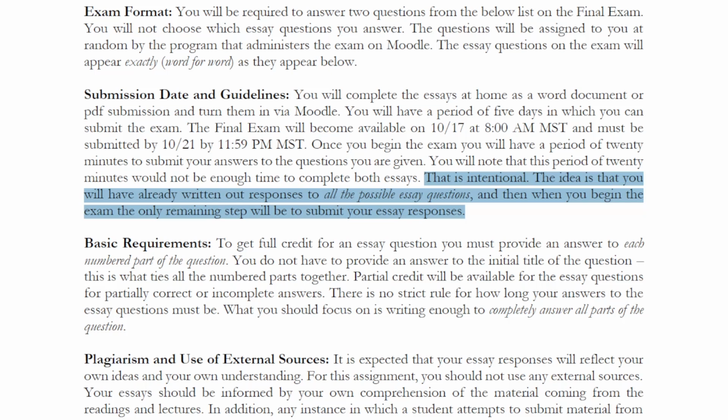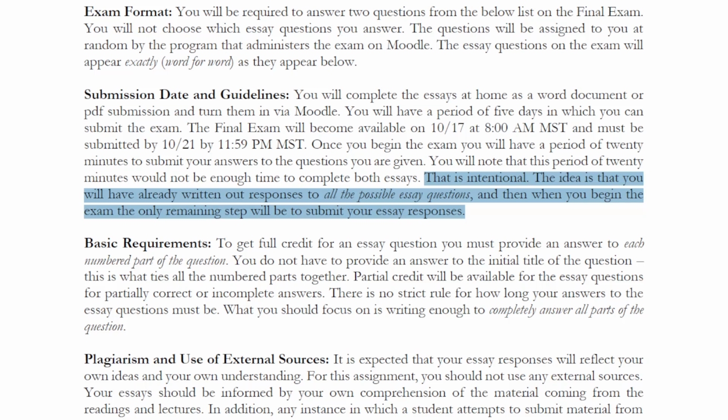The reason you are only given 20 minutes is so that you are forced to have your essay responses to all the possible essay questions written out in advance. The idea here is that once you open the exam program, all the real work has already been completed. All that will be left for you to do is upload the essays that you have already written.